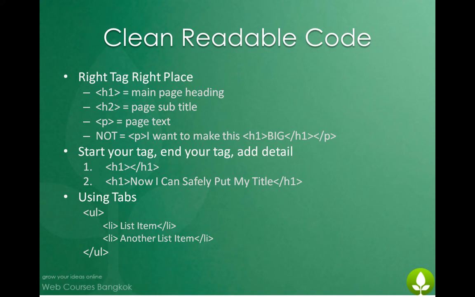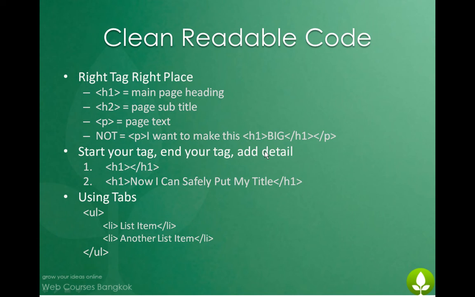It's important to always do clean, readable code. The reason is because we want to be able to quickly edit your website. You don't want to have to spend hours and hours thinking, where is it? Where is it? So, right tag, right place is the first one. H1, then a subtitle H2, then P. So don't try and use heading 1 just to make something look big. HTML has got nothing to do with how it looks. It's about what it is. This is a heading. This is an image. If the heading's blue, doesn't matter. That's CSS. That's later.